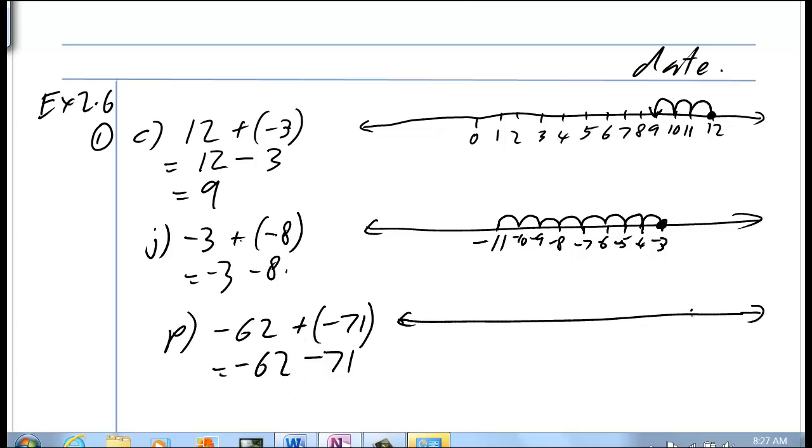Okay, so all I do, I put a dot here at negative 62. 0 is obviously up here somewhere. And I'd take away 71. So I go this way 71, and I wouldn't actually show all the steps because it's too far. And in my head I'd just go, right, what's 62 plus 71? That will be 133. So it'll be negative 133. Okay, so there's number 1. So what I want you to do is have a go at number 1 now.